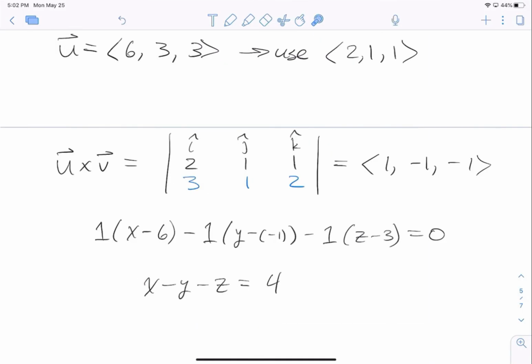For our cross product, we get 1, negative 1, negative 1. Using those as coefficients in the equation of our plane, and the point 6, negative 1, 3, we get 1 times the quantity of x minus 6, minus 1 times the quantity of y plus 1, minus 1 times the quantity of z minus 3. The equation of our plane is x minus y minus z equals 4.